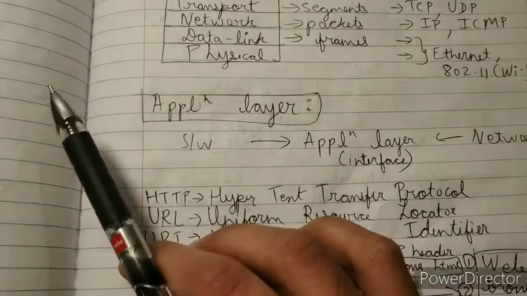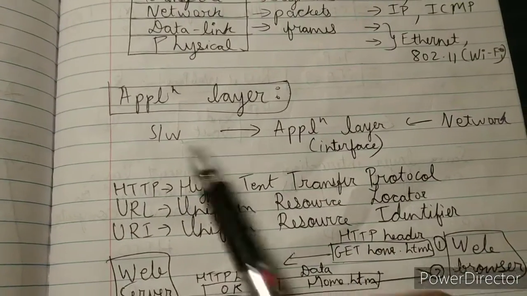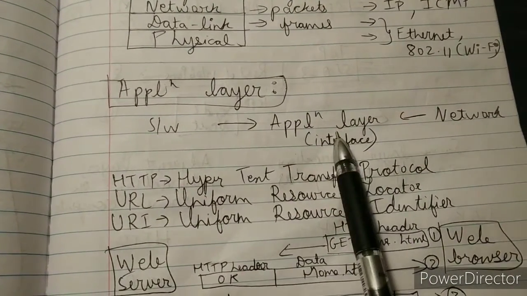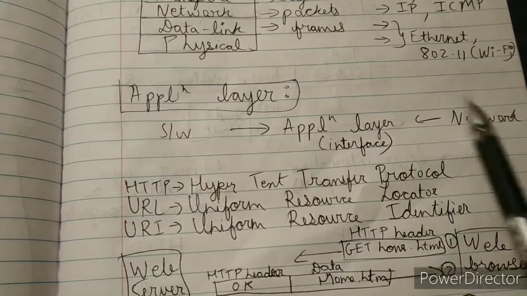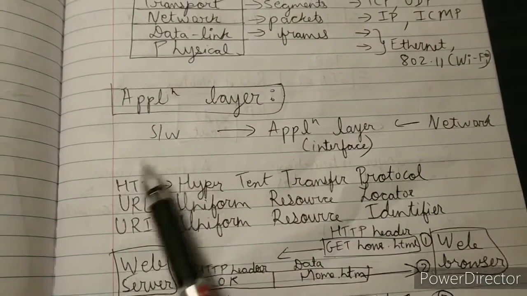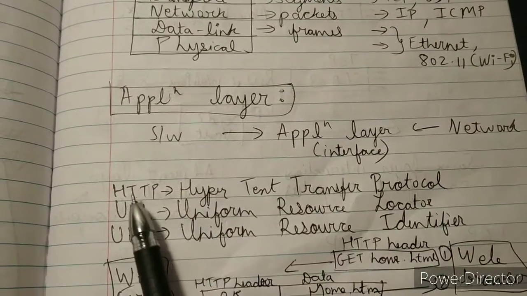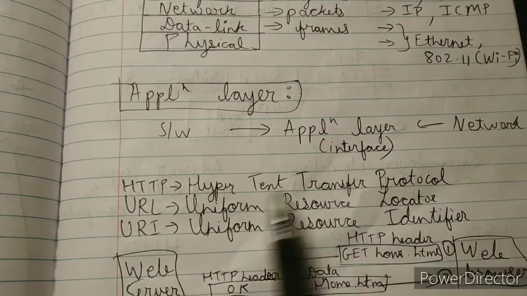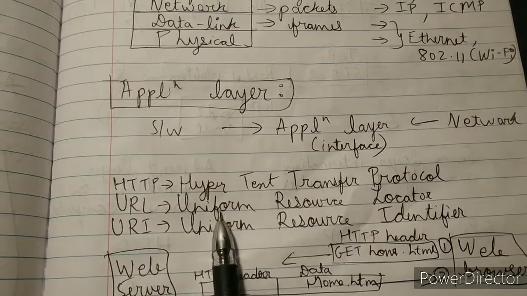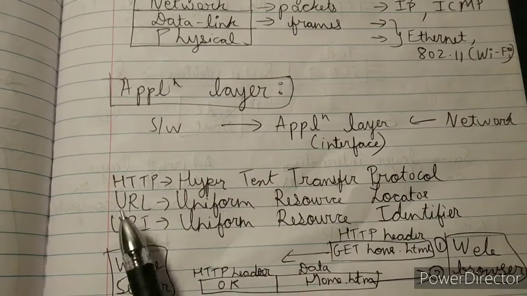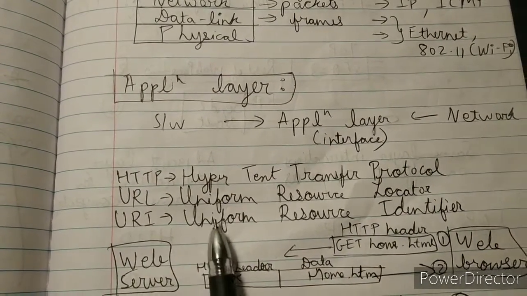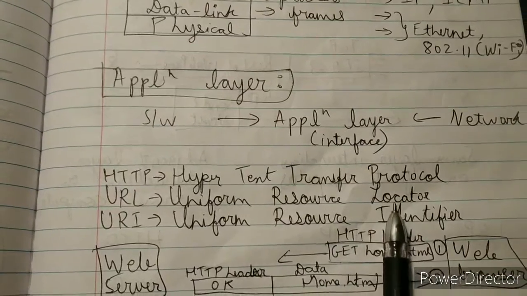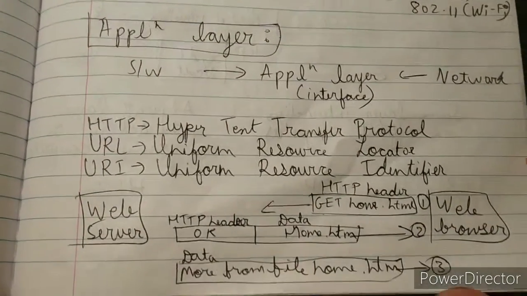So we'll first start with the application layer. Application layer is the interface between the software and the network. Here we need to know certain abbreviations which include HTTP, which is Hypertext Transfer Protocol, URL, which is Uniform Resource Locator, and URI, which is Uniform Resource Identifier. Let's take an example here.